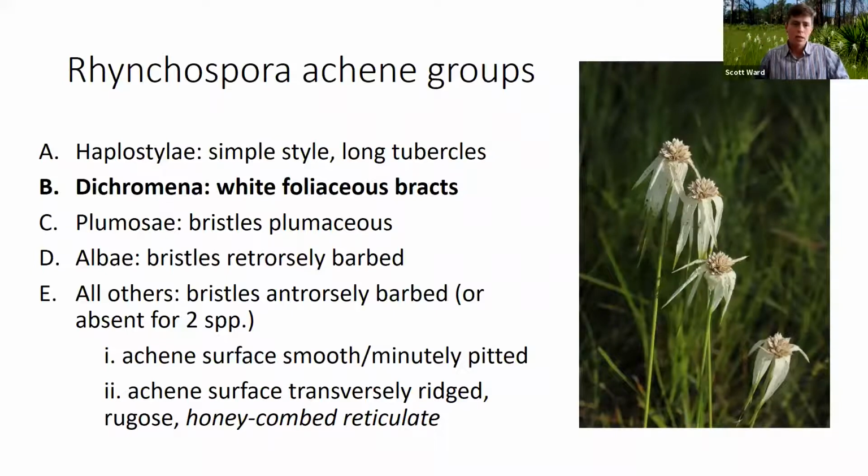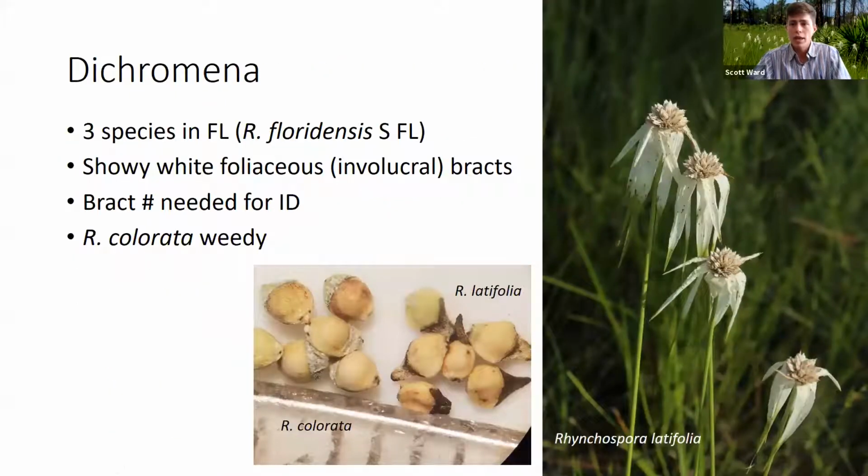Okay, the second group I'll talk about is Dichromena. It's the first group I ever learned years ago when I took my first ecological trip to Florida. I mean, it's just hard to miss. It almost looks like a regular flowering plant, and then you realize it's actually a sedge. It has these white foliaceous bracts. There's only 3 species in Florida, and really only 2, kind of throughout.